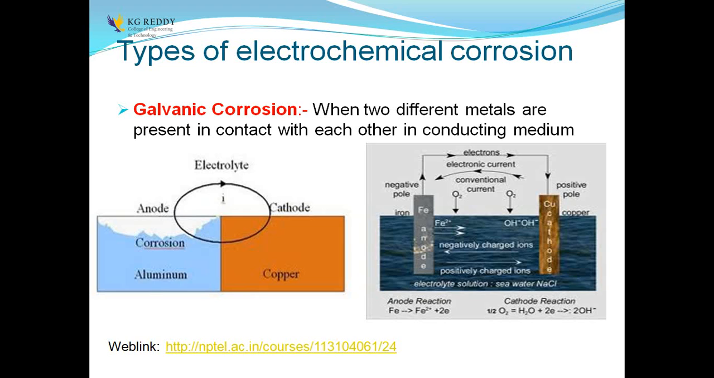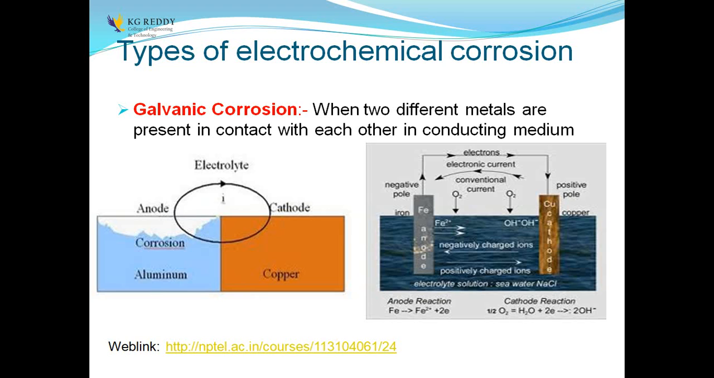The simple method, which we will discuss later, is the coating method. Next, there are two other methods: the sacrificial anodic method and impressed cathodic protection. The cathodic protection method we will also discuss later. Now we are going to discuss how corrosion occurs and what the different types are.